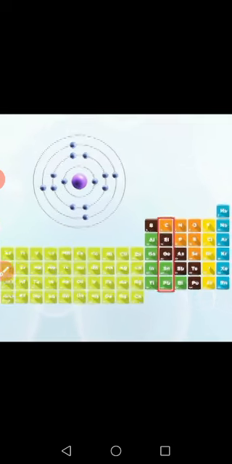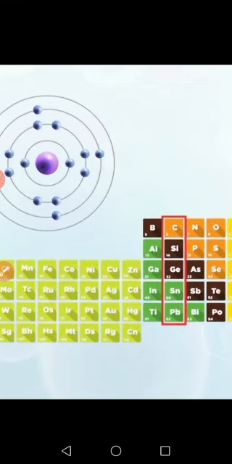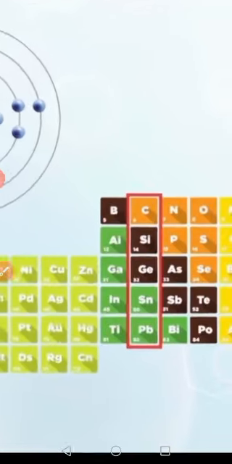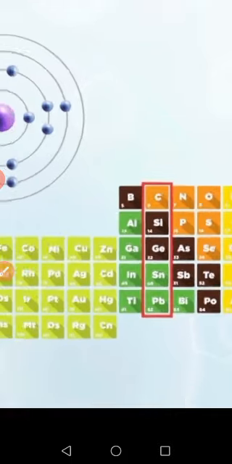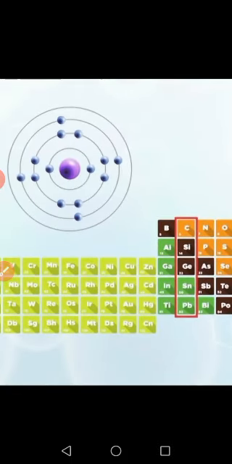And here you can see the periodic table, and we are interested in the semiconductors here, and these are the materials that we will study. Here you can see these materials belong to the fourth group: carbon, silicon, germanium, and tin, lead. So these all are the materials in the fourth group.